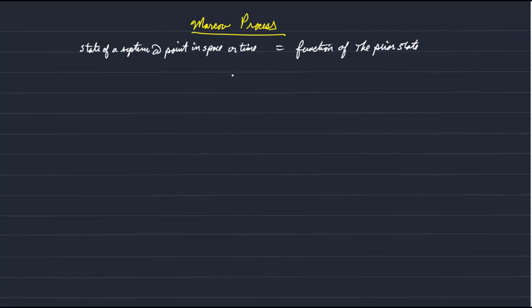And we could write this mathematically, for example, as x at some state n plus 1 is equal to our function of x at the prior state, prior in position or in time. And the example here is an example of population dynamics.